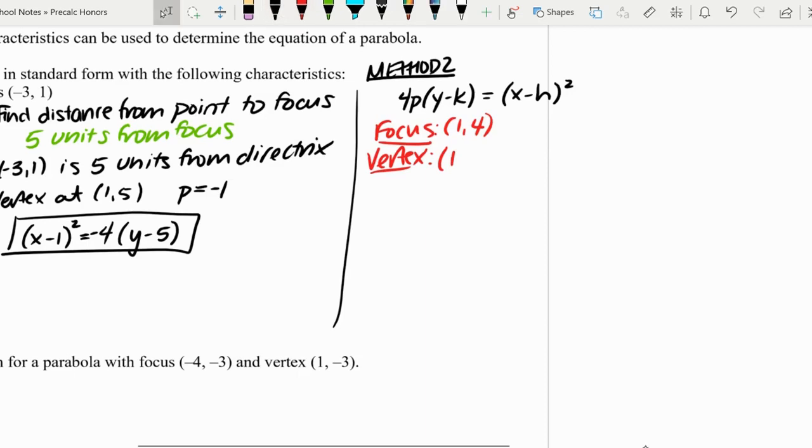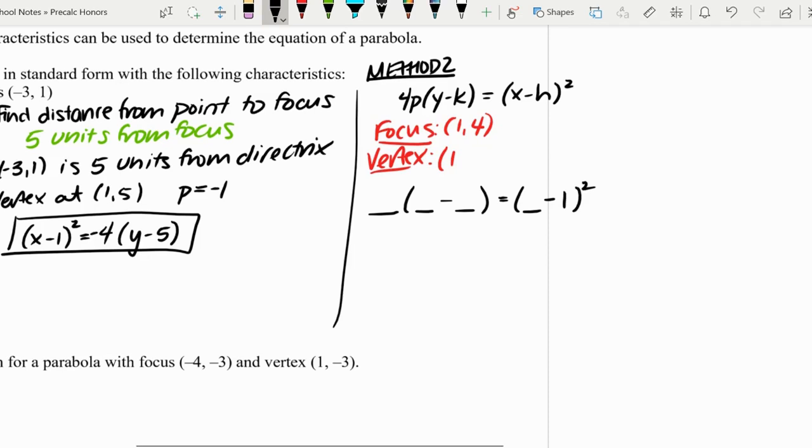I'll put blanks in for now. So 4p would go here, y minus k, x minus, we know that the x coordinate is going to be 1 for our vertex. So at least I have that to start off.